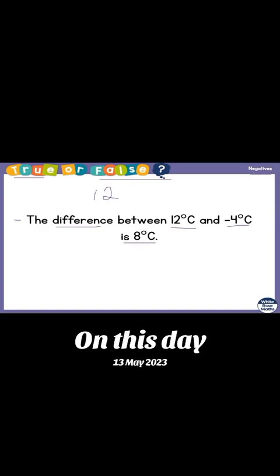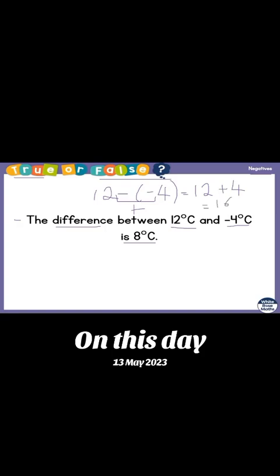So the word difference will always be a positive whole number, or a decimal or a fraction. The word difference will never be negative in maths. So it's 12 subtract negative 4. Well, the two negatives change the sum to a plus. So it's 12 plus 4, which is 16.